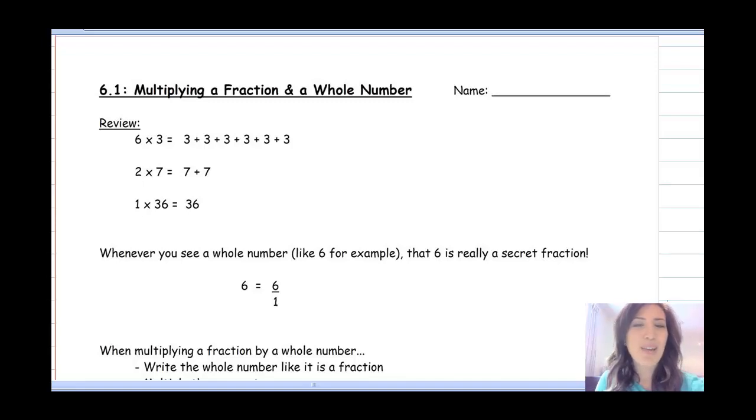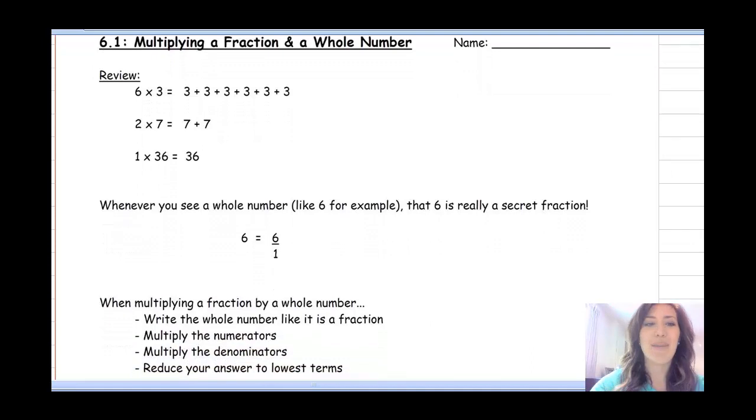I'm Mrs. Burns and welcome back to our unit on fractions. Today we are going to look at section 6.1, which is the start of this section in our Math 8 textbook. And we're focusing today on multiplying a fraction by a whole number.